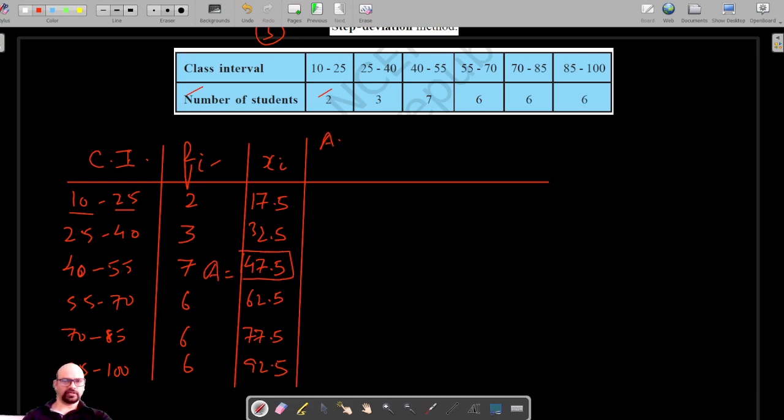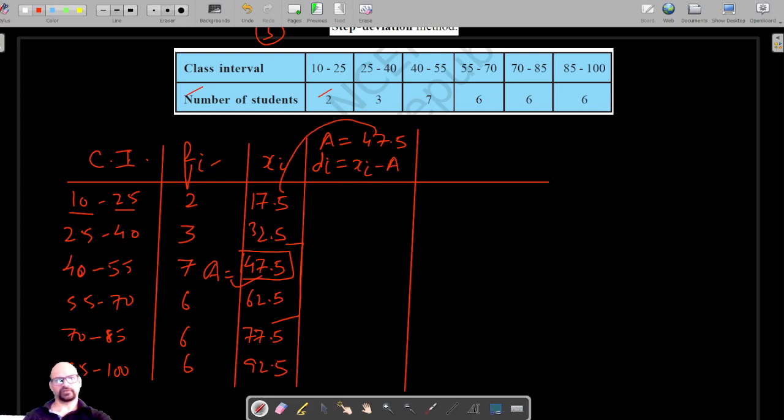So A is equal to 47.5. And how do we choose this A? This is one of the middle values of the class marks. So these are the two middle values. I have taken 47.5, and now we have to find the difference of the class marks and the assumed mean. So 17.5 minus 47.5 was minus 30, minus 15, 0, 15, 30, 45, as the symmetry goes on.